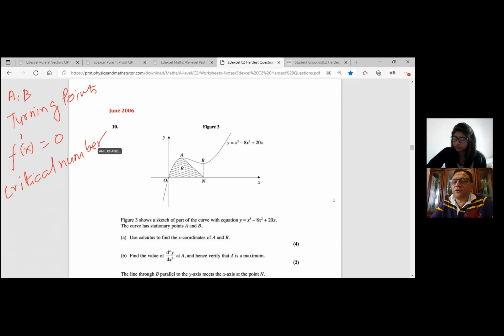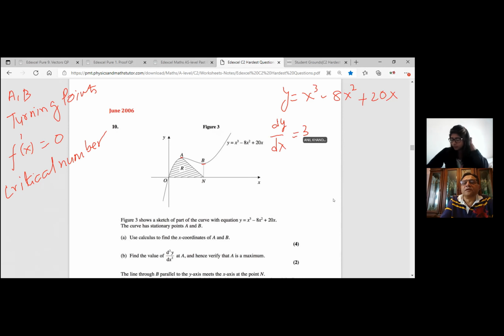So that's a small review on this. Basically, to find the x values of A and B, we just need to find the derivative of the function, which is y equals x cubed minus 8x squared plus 20x. So the derivative will be dy/dx equals 3x squared minus 16x plus 20.